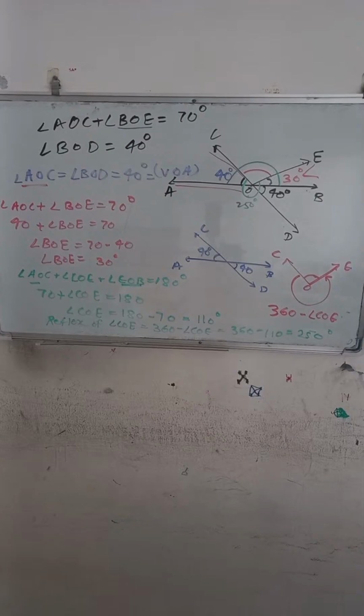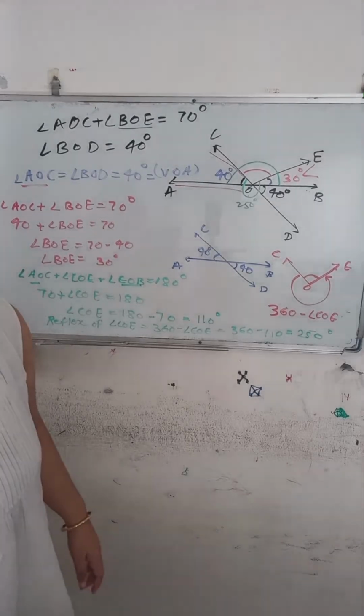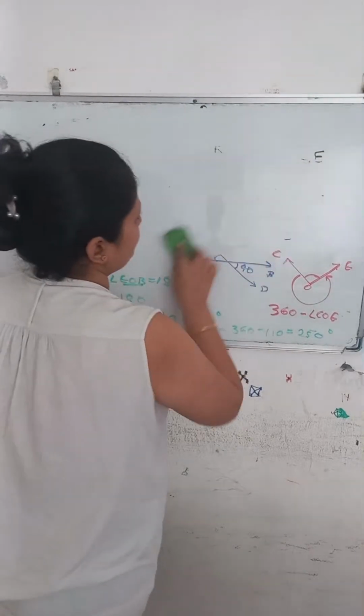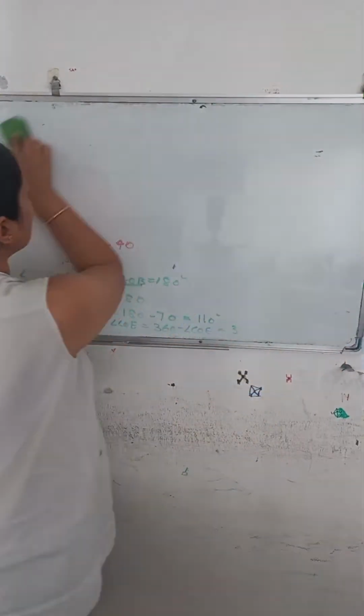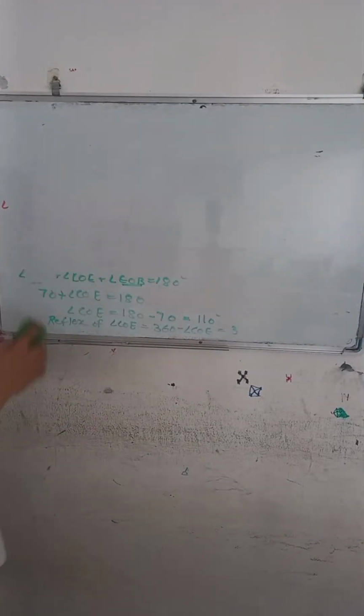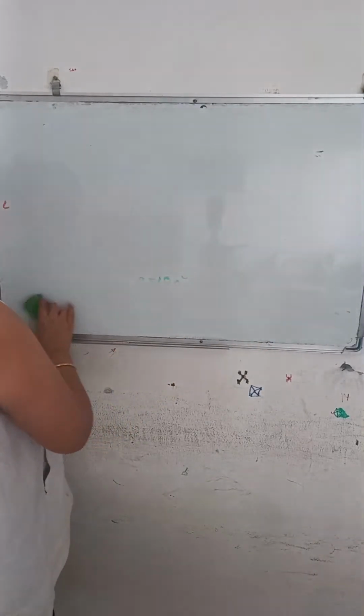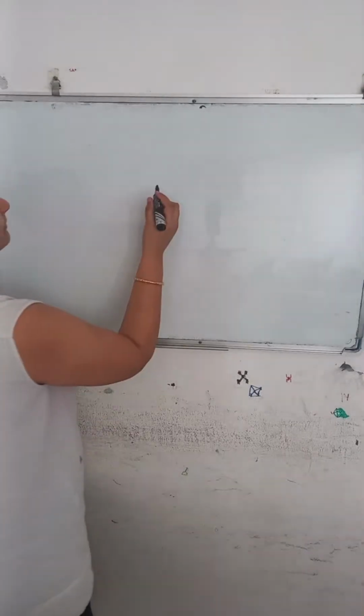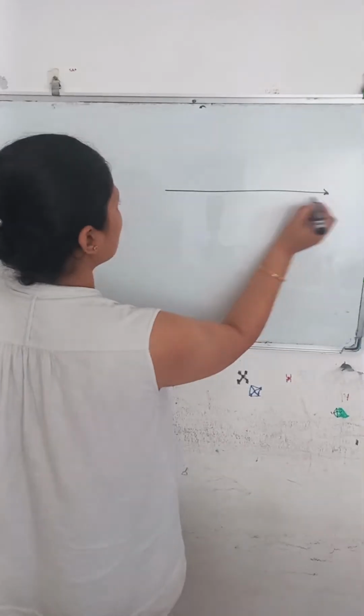If angle POY is equal to 90 degrees, and a is to b is 2 is to 3, then find c. Okay, so I will draw the diagram. I hope everyone has the NCERT textbook with you.